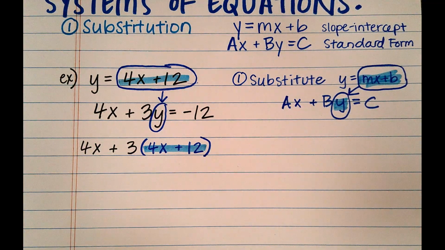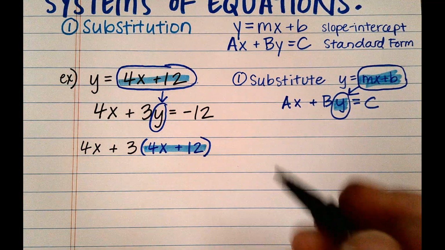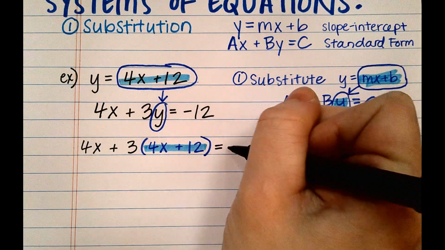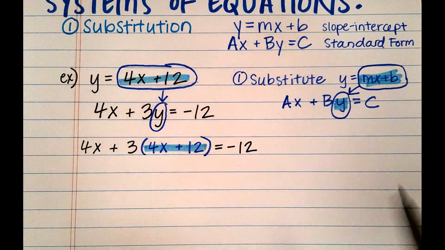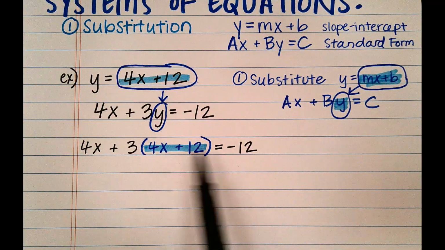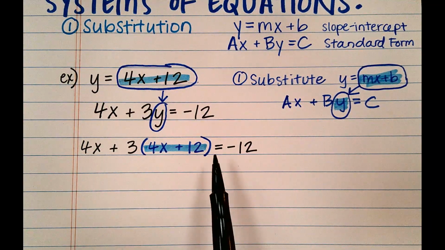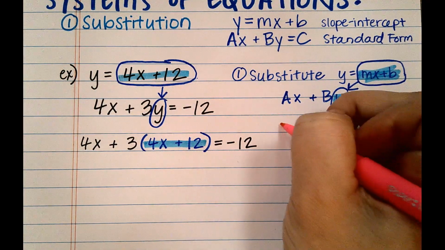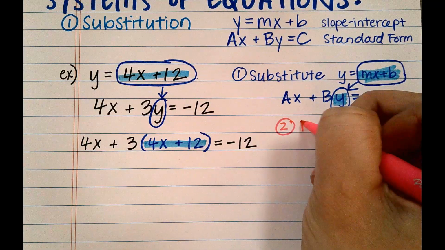Can you bring your equals -12? Yes, bring down the rest of it too. Equals -12. Now I have an equation with just x. I can solve this. And then multiply 3 by 4 and then 3 by 12. Yes, this is where we distribute.